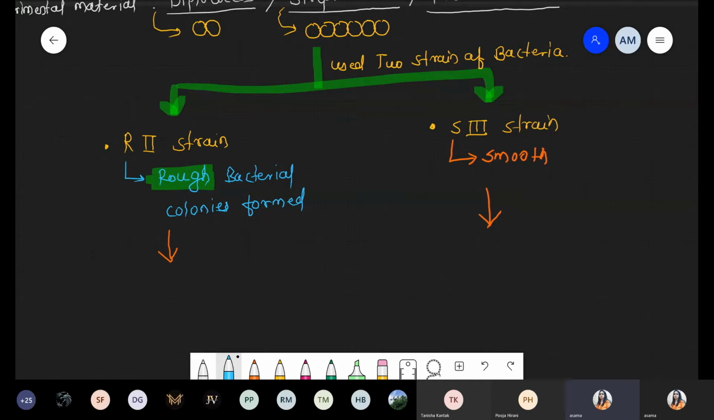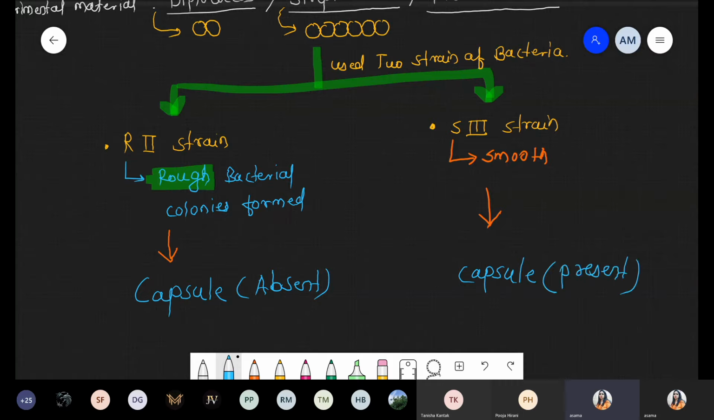And I hope you remember, the capsule is part of the glycocalyx, the outer layer of bacteria present outside the cell wall. Capsule, right? A thick, sticky, shiny layer. So why are these rough? Because the capsule structure is totally absent in the rough strain. And when we compare with the smooth strain, it can form that typical structure, the capsule, so it is present.